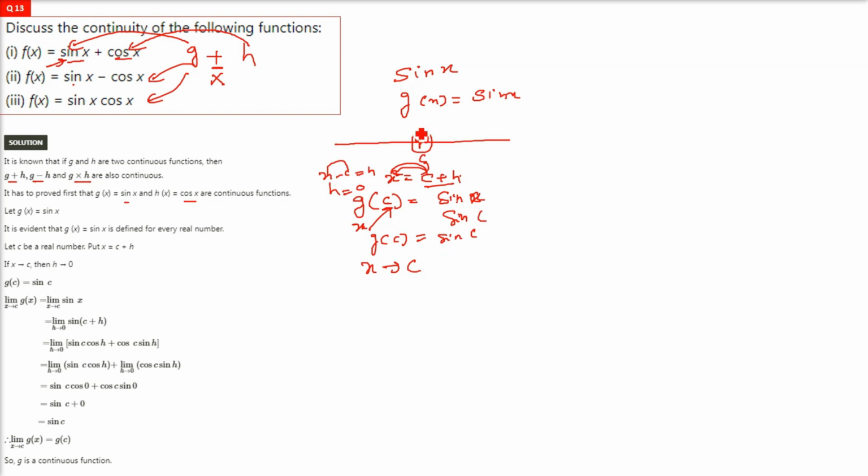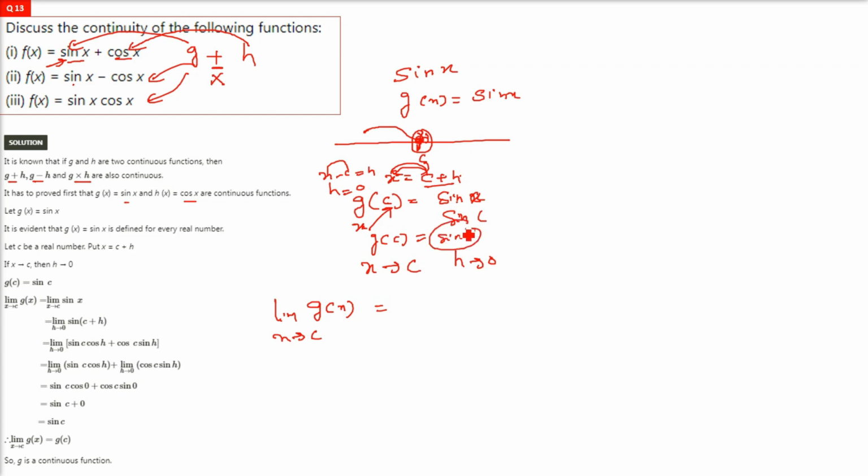When x and c are the same, x minus c is 0, so h tends to 0. So when x is tending to c, and h tends to 0, then this g(x) function, when we apply the limit, as I said, x we are replacing by c plus h.